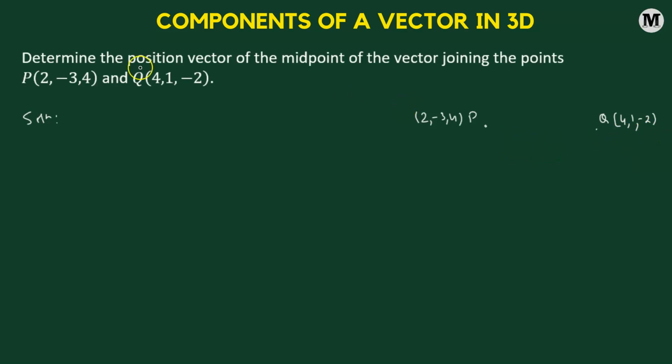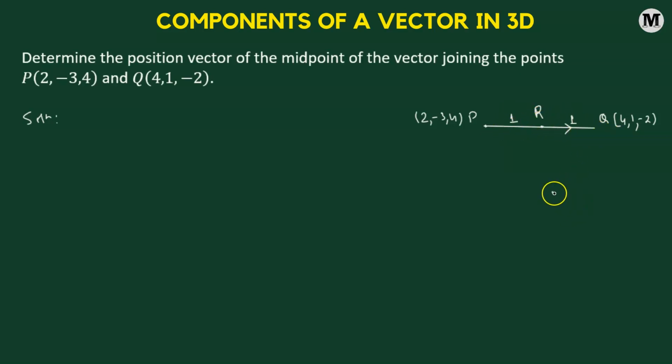Now let's join P and Q with the help of a straight line. We're going to consider a vector going from P to Q. Now next, we're going to consider another point lying between P and Q. Let's call it the point R, such that R divides PQ in the ratio 1:1. In other words, we are saying that R is the midpoint of PQ.